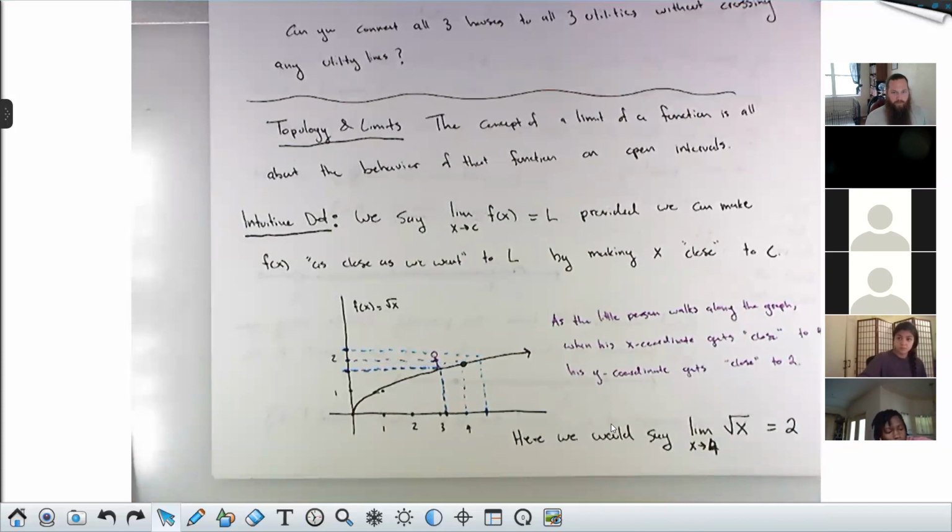In fact, if you plug 4 into this function, you straight up get 2. Turns out, having the limit be the same as what you get when you plug in, that's a very special property that we call continuity. You may have heard the word continuous before. That's how one defines continuity. Let's look at a less nice function.